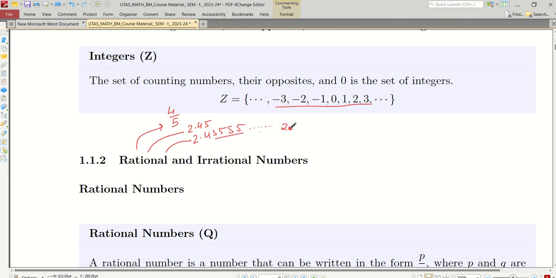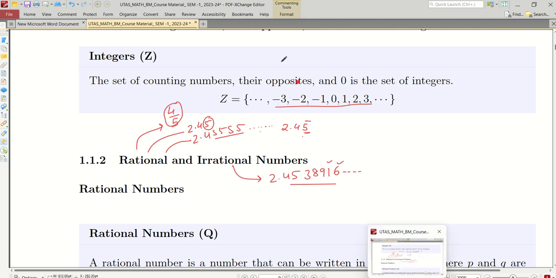This we generally write as 2.45 with a bar over the 5. So any number that is written as 4 by 5, any number that stops, and any number where we get repeating digits is called a rational number. What is an irrational number? An irrational number is like 2.45389116. You can see it does not stop and all digits are different here. Clear? So this is about rational and irrational numbers. And whatever numbers we study, all are real numbers.